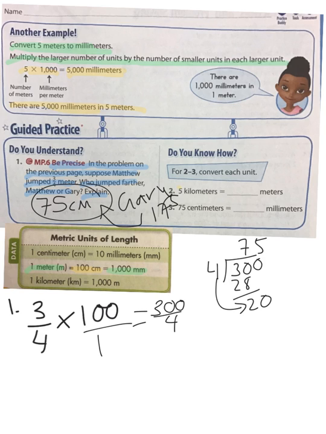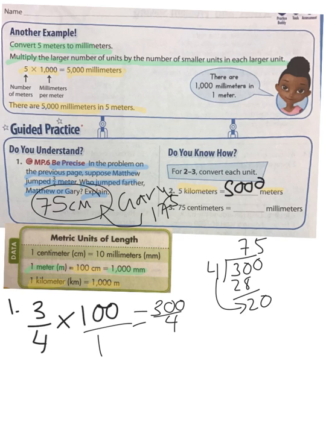All right, let's do numbers 2 and 3 together. So we want to know if we have 5 kilometers, how many meters that is. So all you have to do is look at this little chart on here, and we know that 1 kilometer equals 1,000 meters. So 5 times 1,000 would just be 5,000.